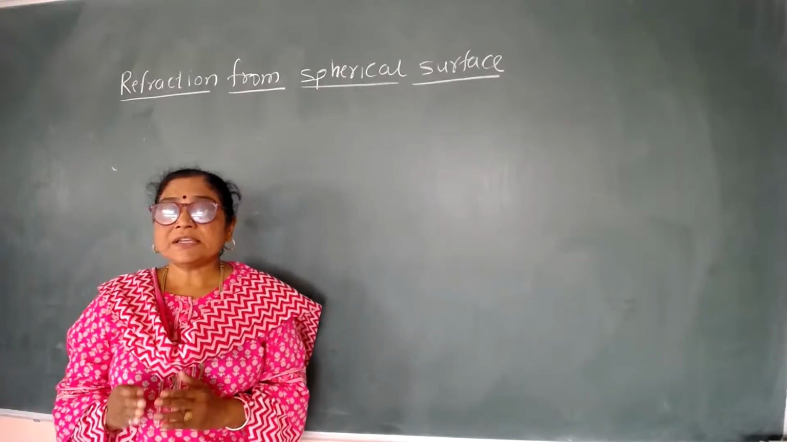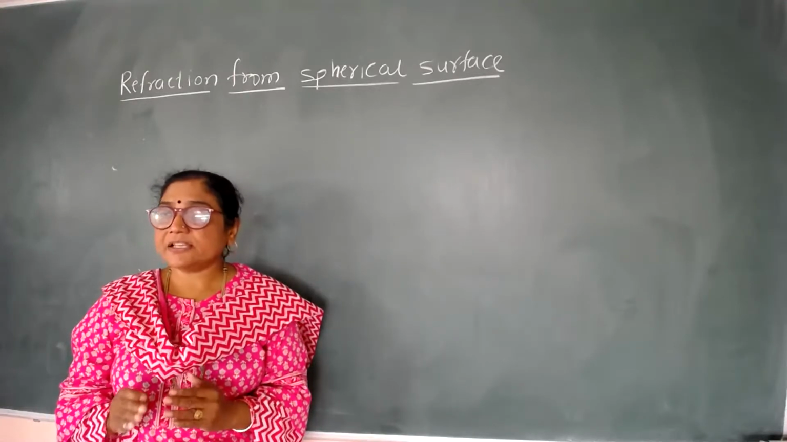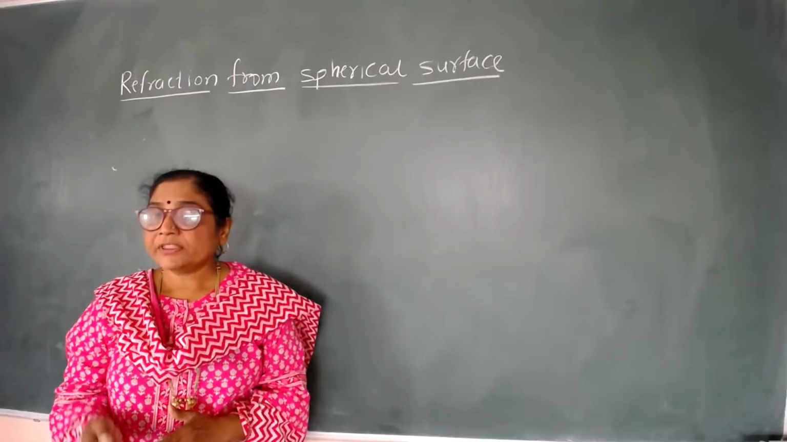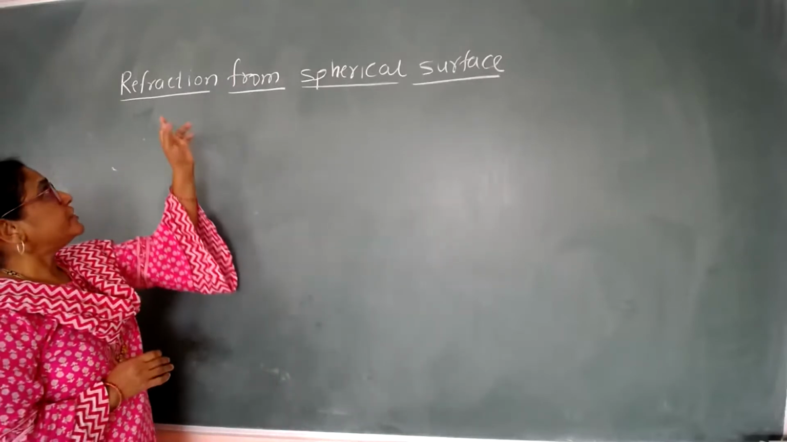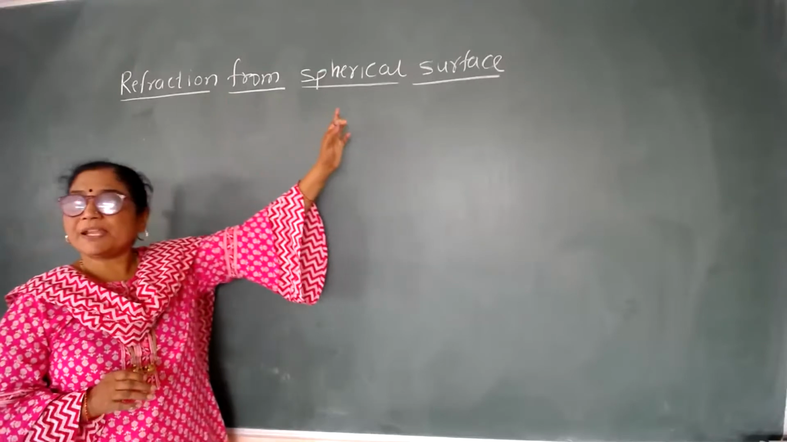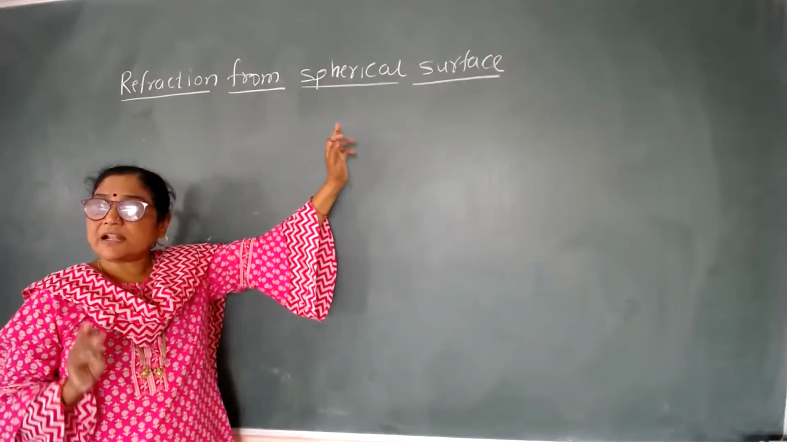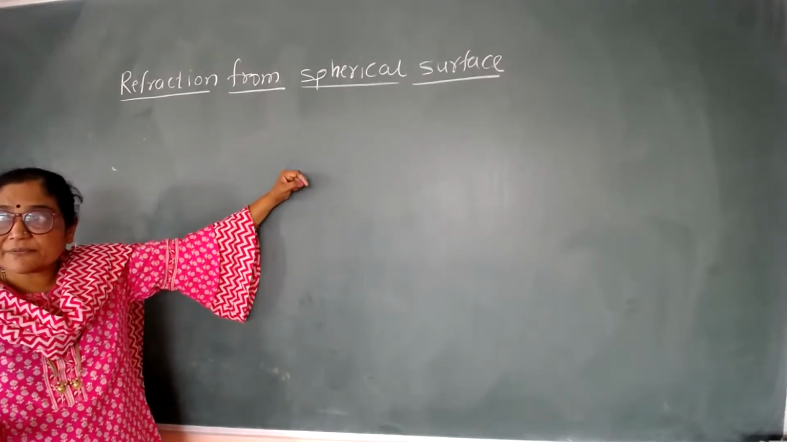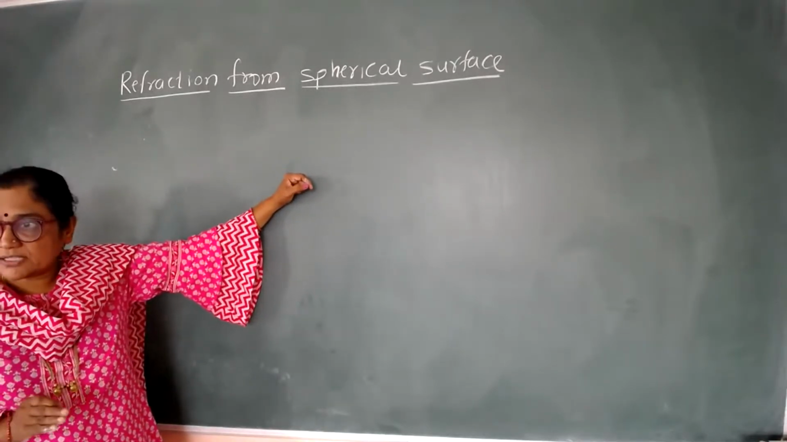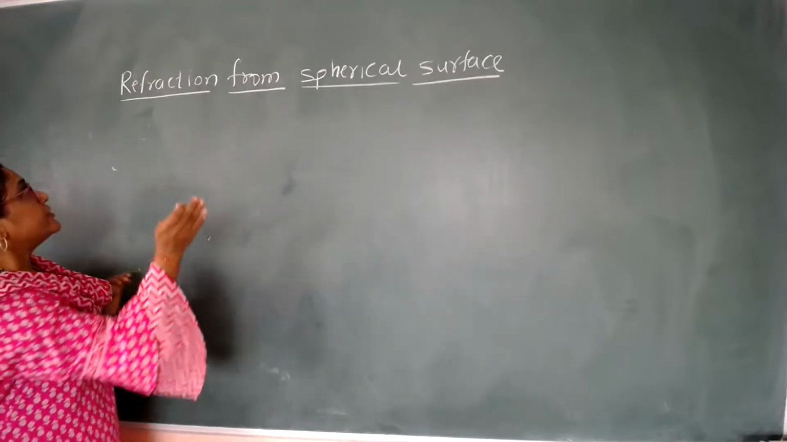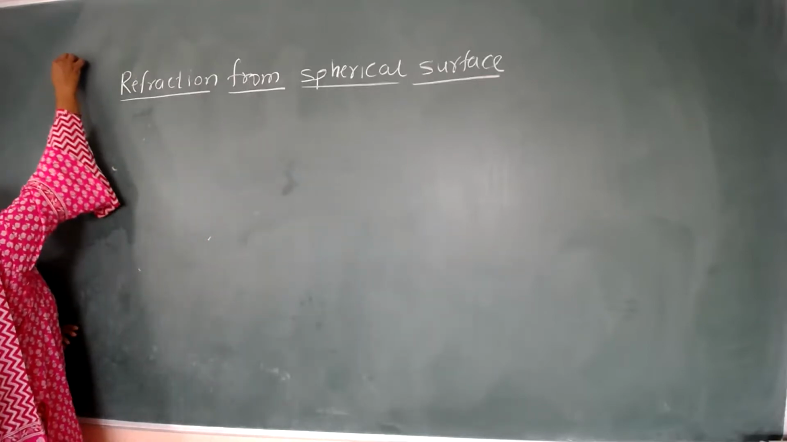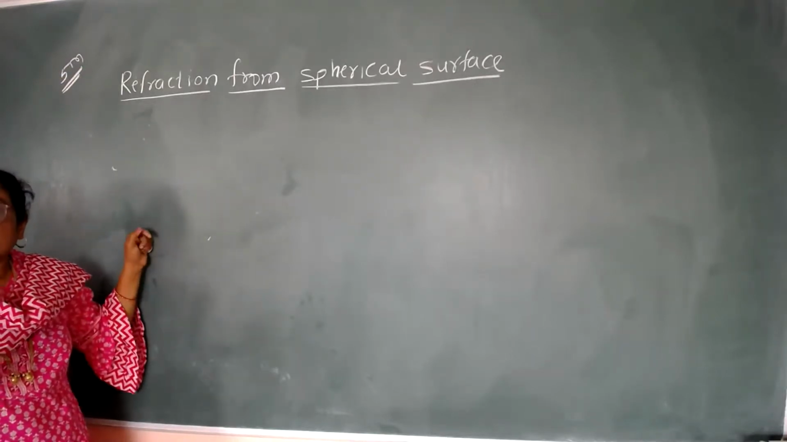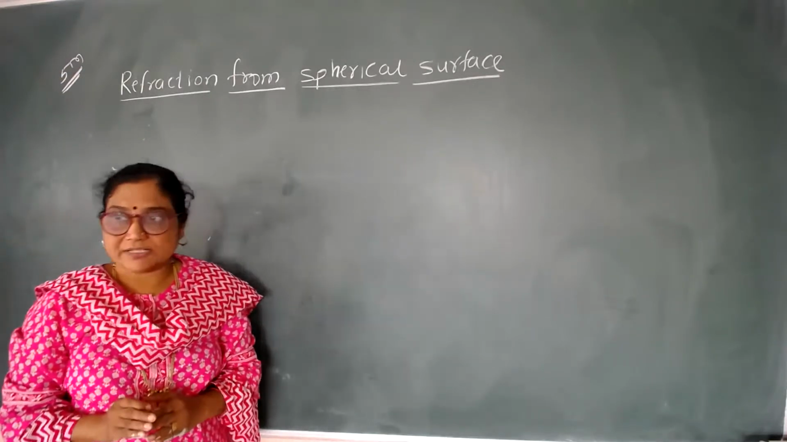So this refraction takes place in the spherical surface, that is in the convex as well as the concave. Then in this part we study about the refraction from the spherical surface. That is a convex spherical surface, otherwise a concave spherical surface. So this derivation is worth 5 marks in your annual examination. Depending on the derivation, there are numericals also.